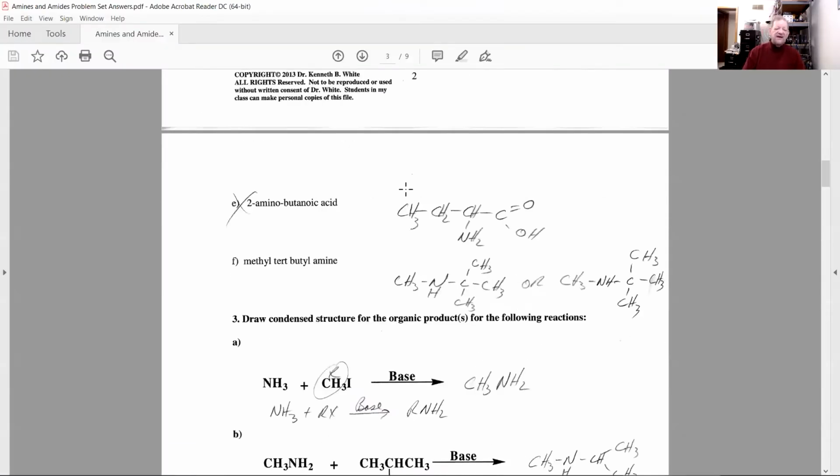Oh, by the way, E cross off, and F is methyl tert-butylamine. Start from the right, amine. There's T-butyl and methyl group. And here are 2 ways you can draw it.